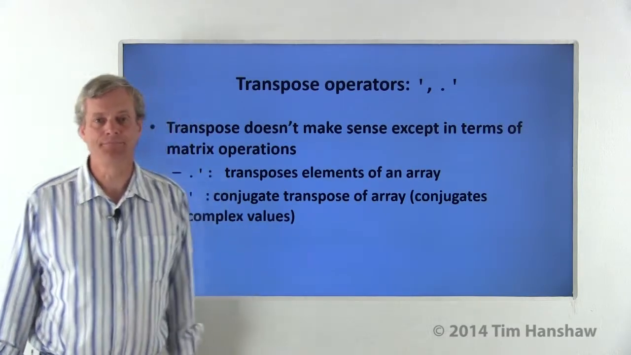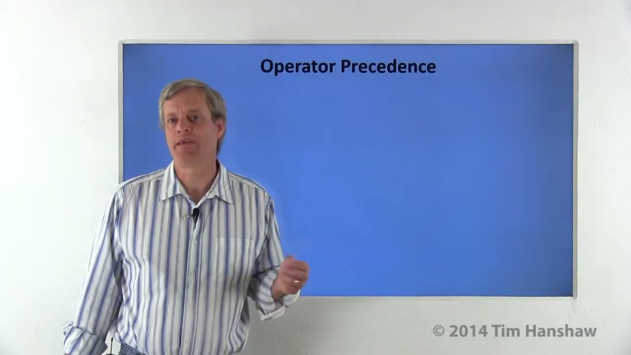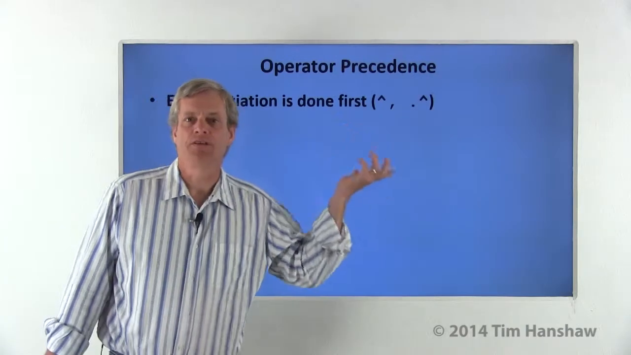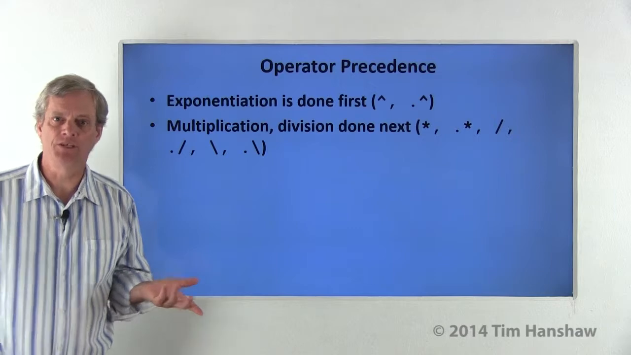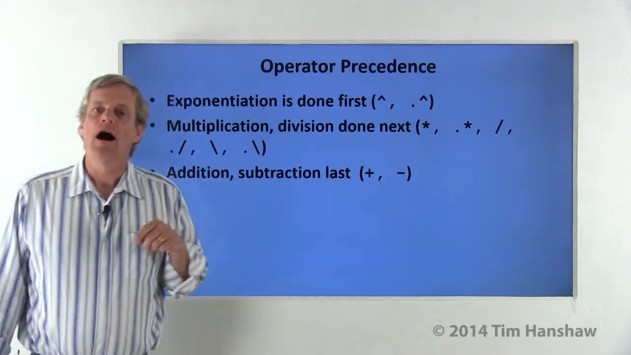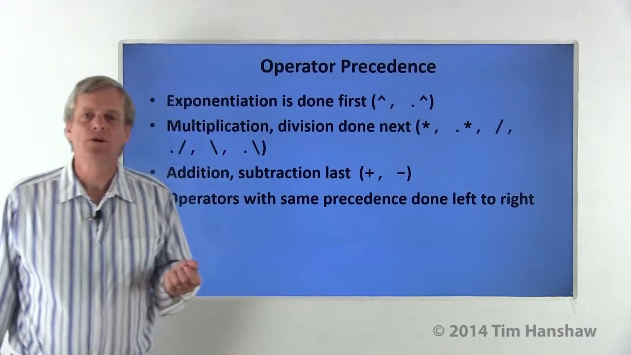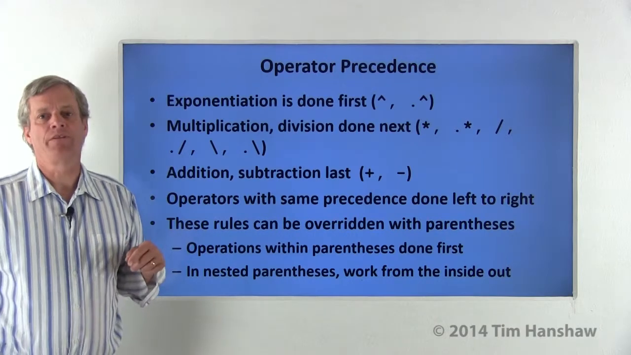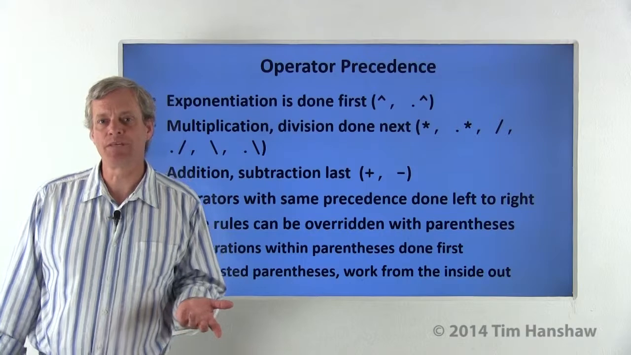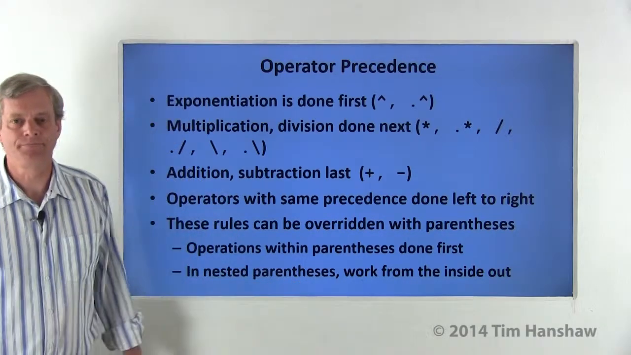The order in which operations are done is according to the typical rules used by calculators and other programming languages. Exponentiation is done first. Multiplication and division are next. Addition and subtraction are last. Operations of the same precedence are done from left to right. You can override these rules by using parentheses. Operations within parentheses are done first. In the case of nested parentheses, inner sets of parentheses are done before outer sets of parentheses.